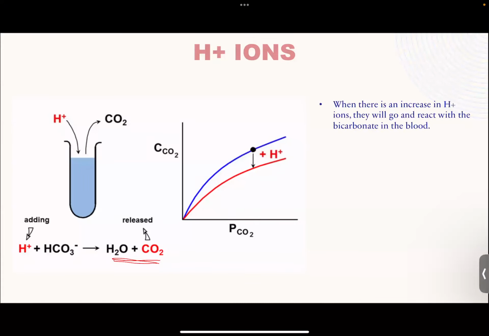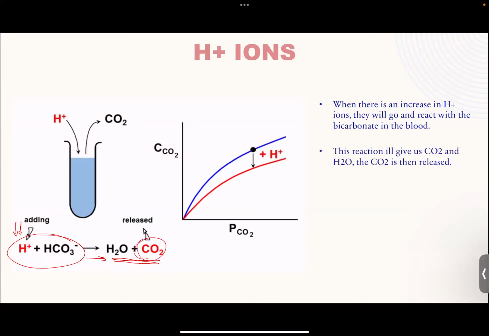So when there is an increase in the H plus ions, they will go and react with the bicarbonate in the blood. So here, instead of this reaction happening first, this one's happening first. So we're adding H plus. So H plus is going to make this reaction go in this direction, and you're going to have more H2O and more CO2. What happens to this CO2? This CO2 is just going to be released, basically, okay? So we exhale this carbon dioxide and we lose it.